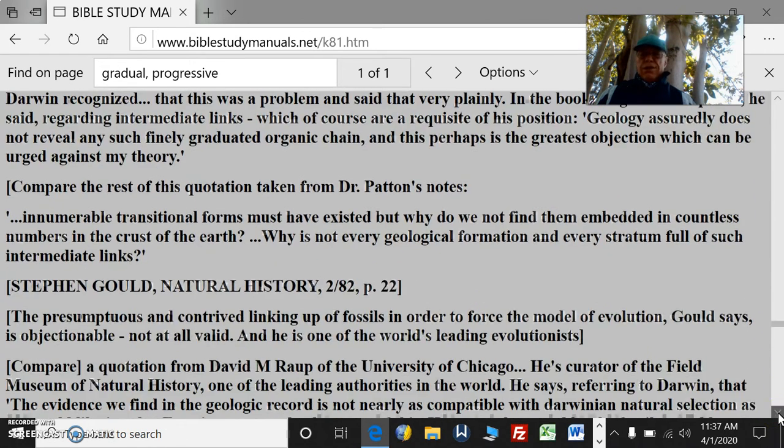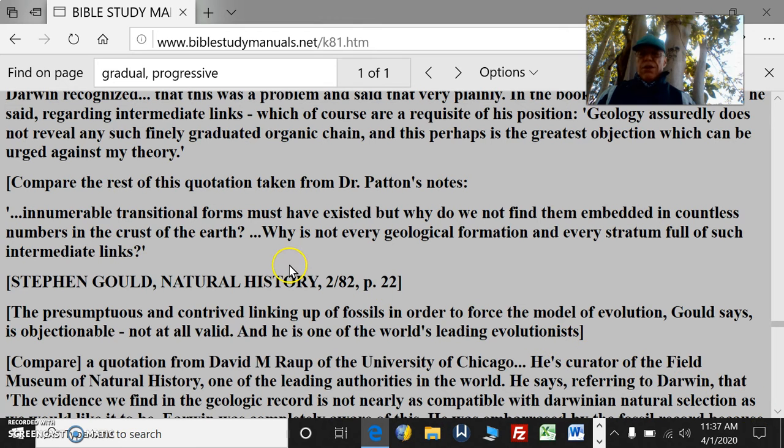Dr. Patton goes on to say, innumerable transitional forms must have existed, but why do we not find them embedded in countless numbers in the crusts of the earth? Why is not every geological formation and every stratum full of such intermediate links? We find zero, not a few, zero.